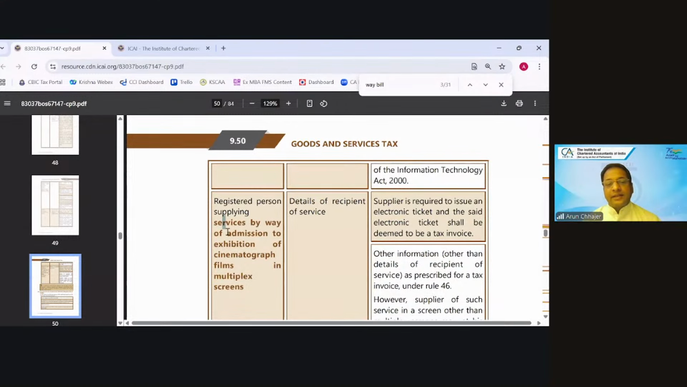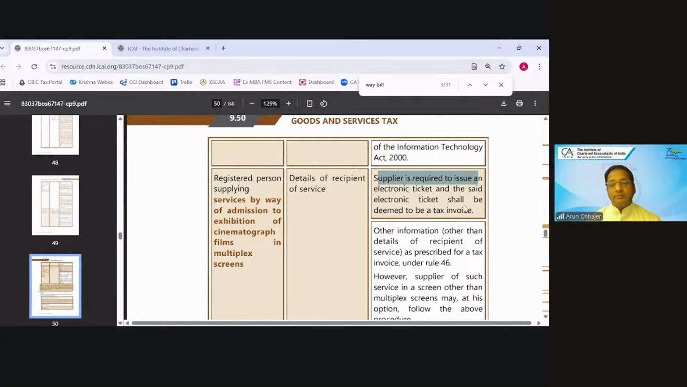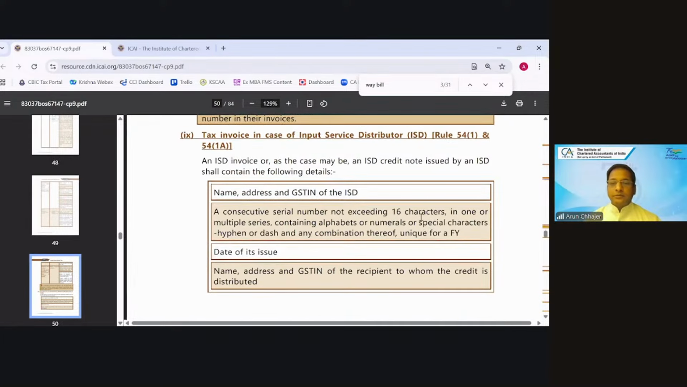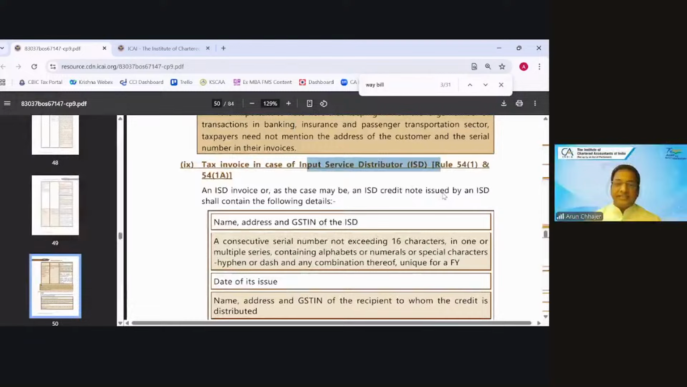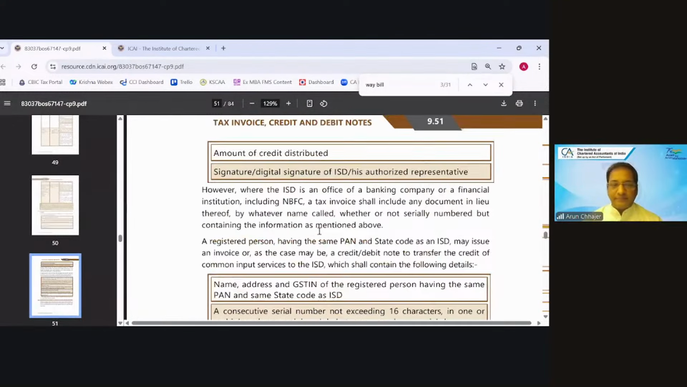Okay. Service by way of admission to a cinematographic film in a multiplex screen. What is optional? Details of the recipient of service. What is required? The supplier is required to issue an electronic ticket and the said ticket will be deemed to be the tax invoice. Other information is mandatory. In case of the ISD, we have discussed the provisions with respect to ISD in detail in the ITC chapter, but the content would be the same.